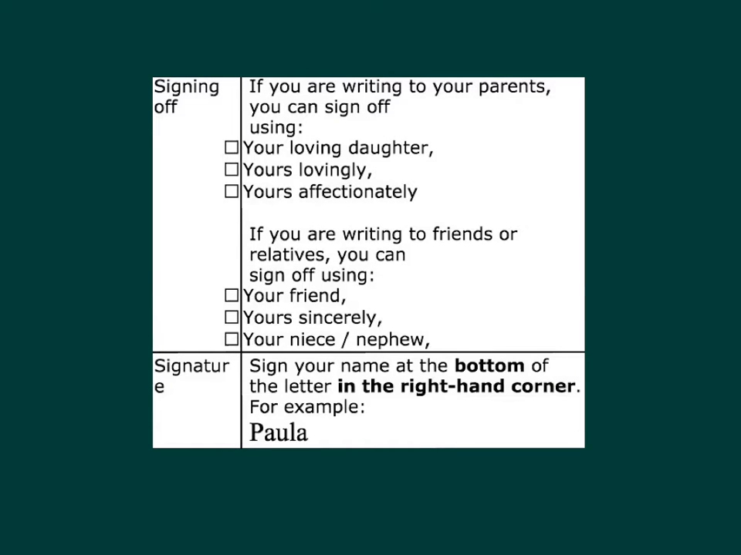If you are writing to your parents, you can sign off by using your loving daughter, yours lovingly, your affectionate. If you are writing to friends or relatives, you can sign off by using your friend, yours sincerely, your niece or nephew. For the signature, sign your name at the bottom of the letter in the right-hand corner.